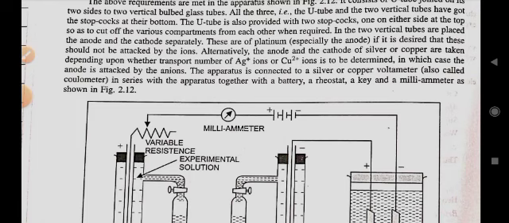Alternatively, the anode and the cathode are of silver or copper, depending upon whether the transport number of Ag positive ions or Cu2 positive ions is to be determined, in which case the anode is attacked by the anions. The apparatus is connected to a silver or copper voltameter, also called coulometer, in series with the apparatus, together with a battery, a rheostat, a key, and a milliammeter.